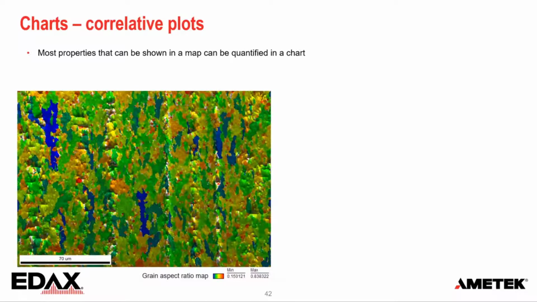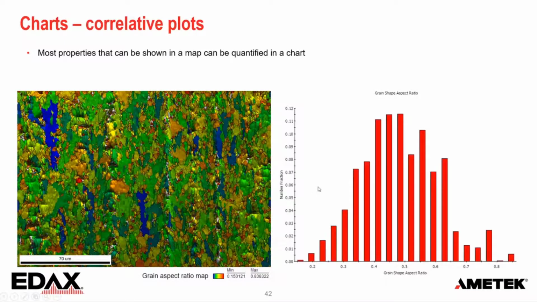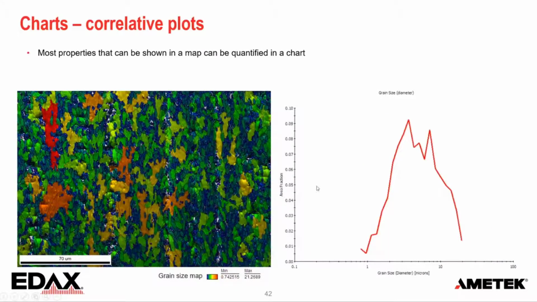A new feature that we have introduced recently in the software is correlative plots. Just to illustrate what I mean by that: almost everything we can show in color, we can quantify in a chart. And also all the numbers are available if you want to do that. So there's the grain aspect ratio, that's the elongation. But I can also do the grain size. So there's my grain size map.